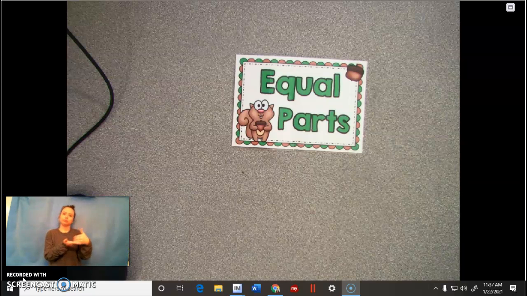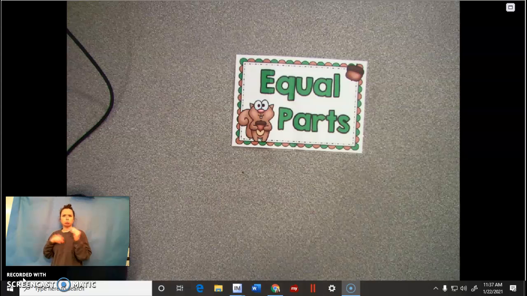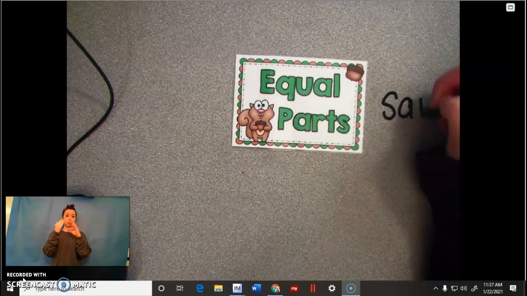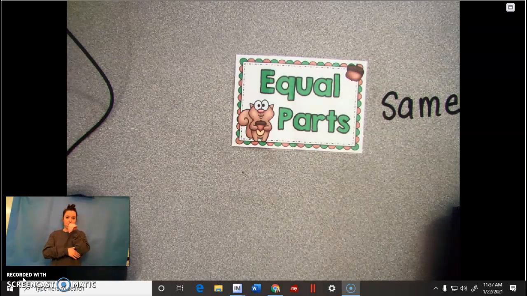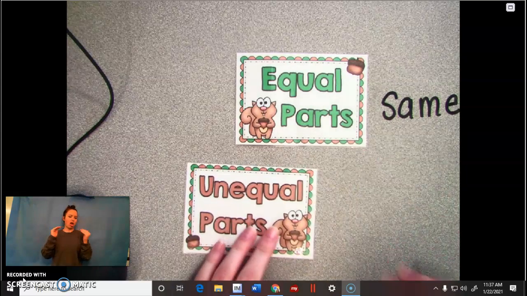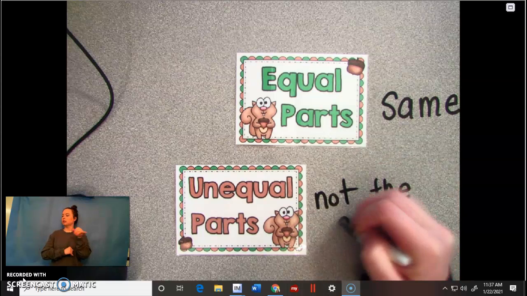You wouldn't want your brother or sister to have a bigger piece than you, and you get a small piece. You'd want them to be the same size so that it's fair. So when something is equal, they are the same size. Okay? So that means if it's unequal, they are not the same size.